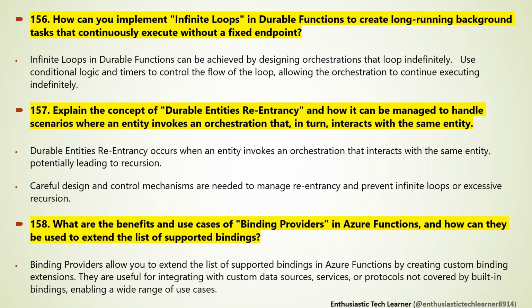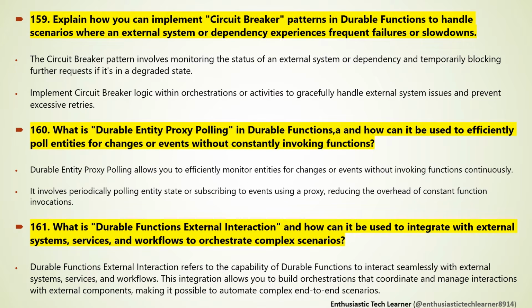range of use cases. Explain how you can implement circuit breaker patterns in durable functions to handle scenarios where an external system or dependency experiences frequent failures or slowdowns. The circuit breaker pattern involves monitoring the status of an external system or dependency and temporarily blocking further requests if it's in a degraded state. Implement circuit breaker logic within orchestrations or activities to gracefully handle external system issues and prevent excessive retries.